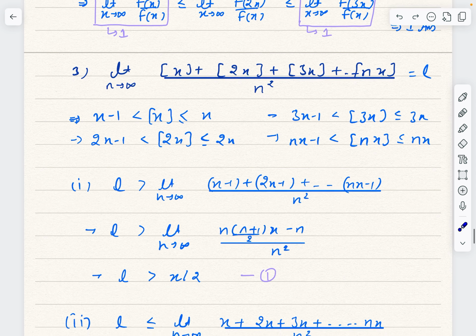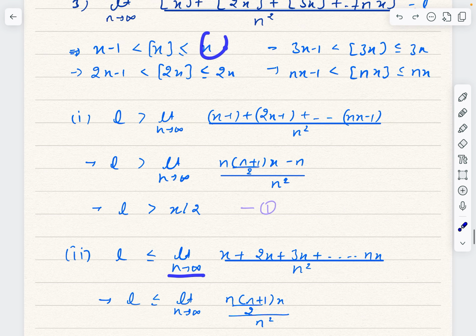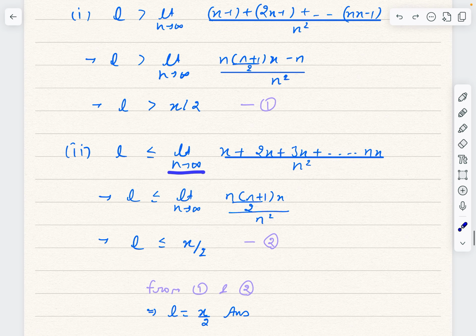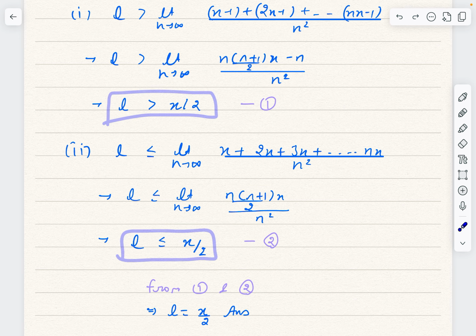Now do the same thing on the right side. So we can say L will be less than or equal to the limit as n tends to infinity, now taking the right-side terms x, 2x, 3x up to nx. So what do we get? We get x plus 2x plus 3x up to nx, by n squared. Again, when you add them, you get n(n plus 1)/2 times x, by n squared. And again, if you put the limit here, you get x by 2. So L is greater than or equal to x by 2, and L is less than or equal to x by 2. From these two, we can say L has to be x by 2 only.